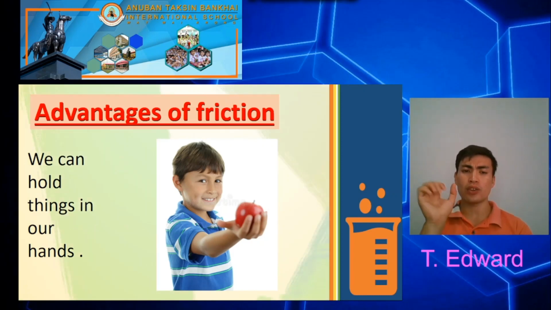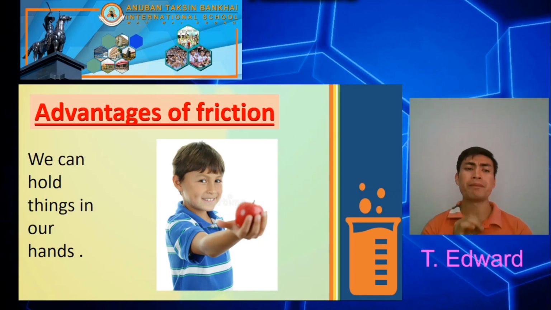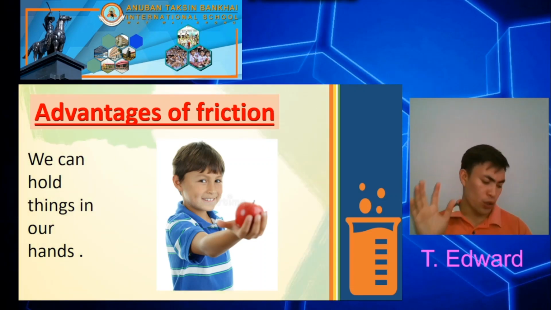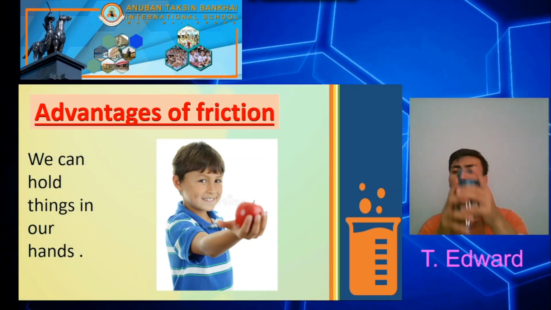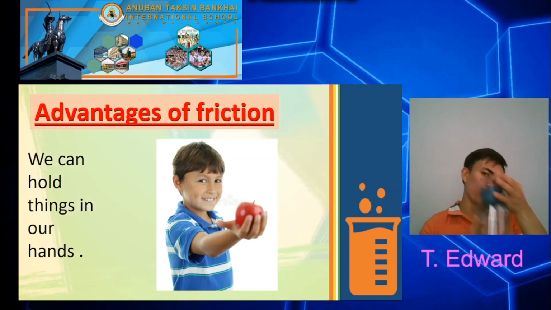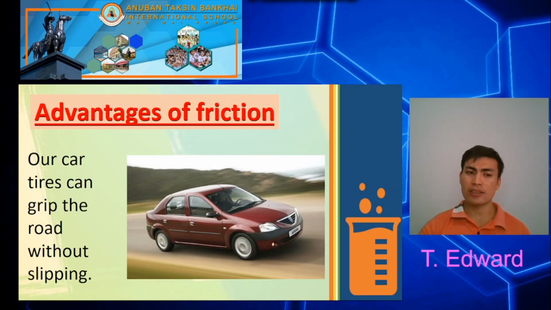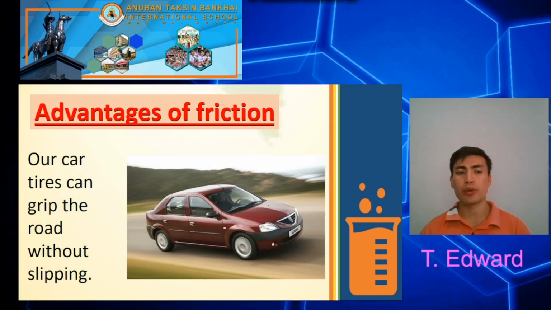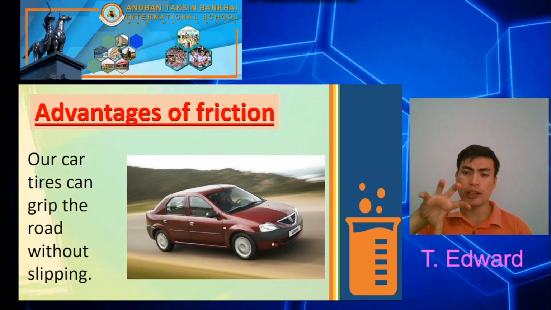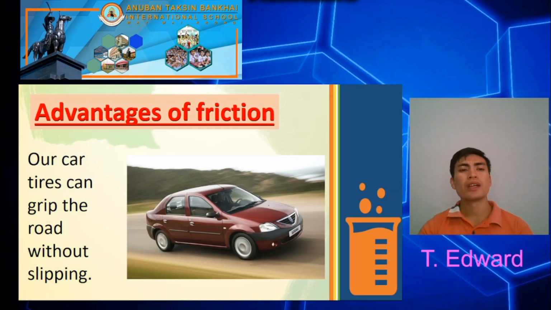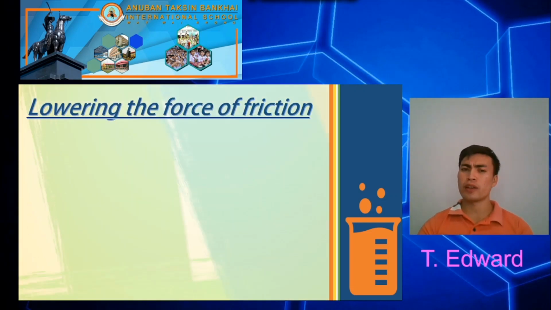Next one, we can hold things in our hands, right? We can hold things in our hands because of friction. If there's no friction, you cannot hold an apple, you cannot hold a tumbler, everything will fall down. But because of friction, we can hold it. Okay? Then, the last one, our car tires can grip the road without slipping. So the car will not slide because the car tires can get hold of the road.